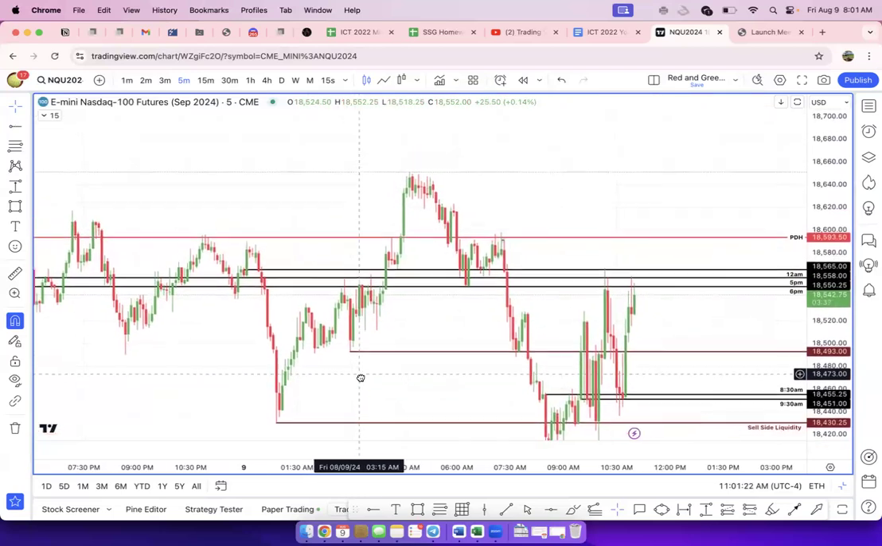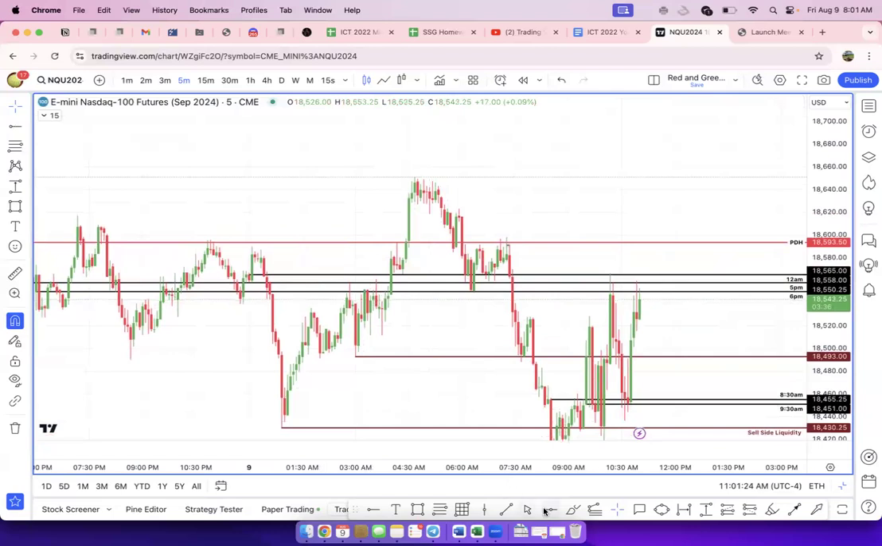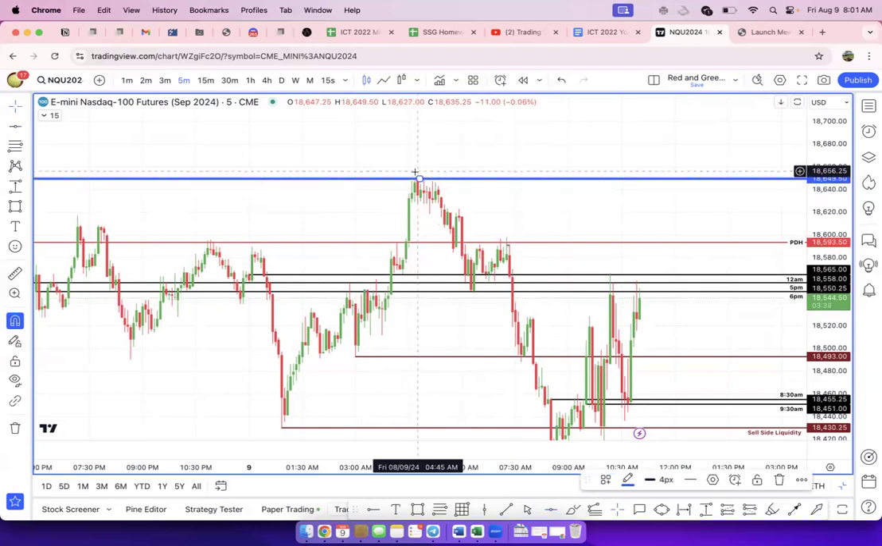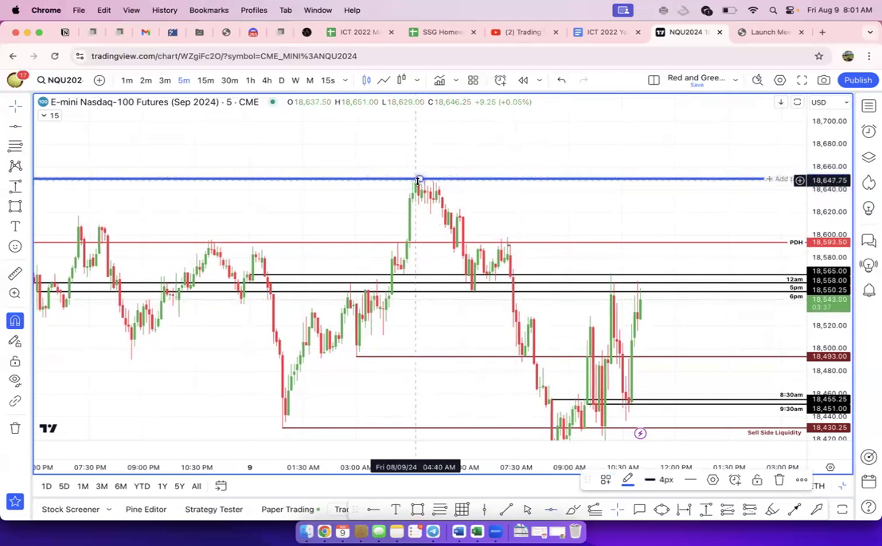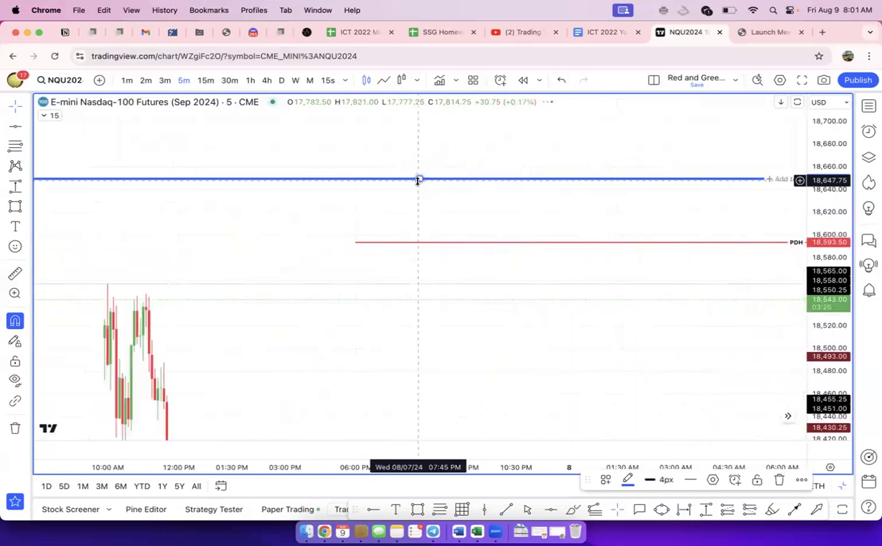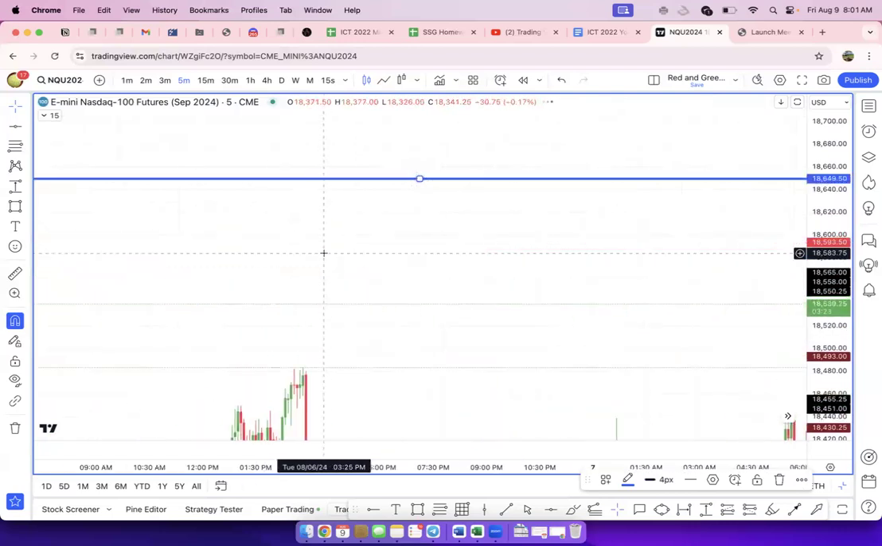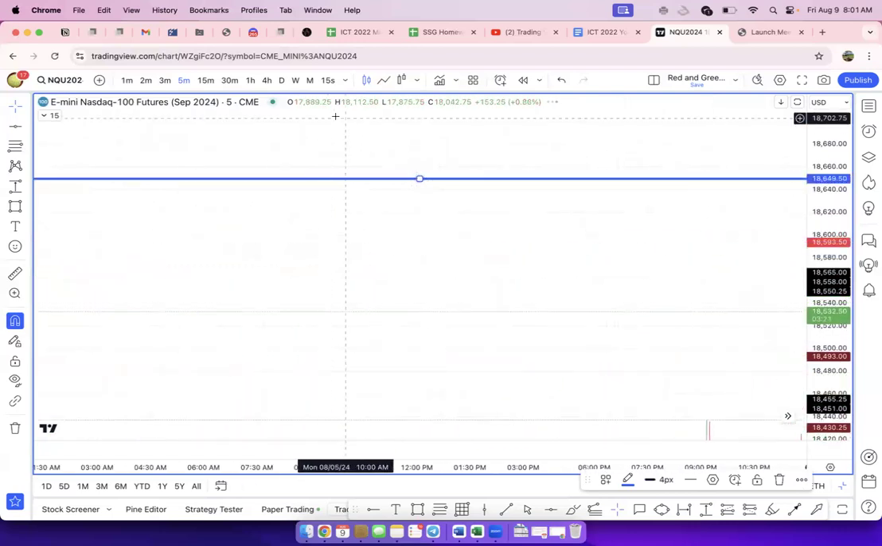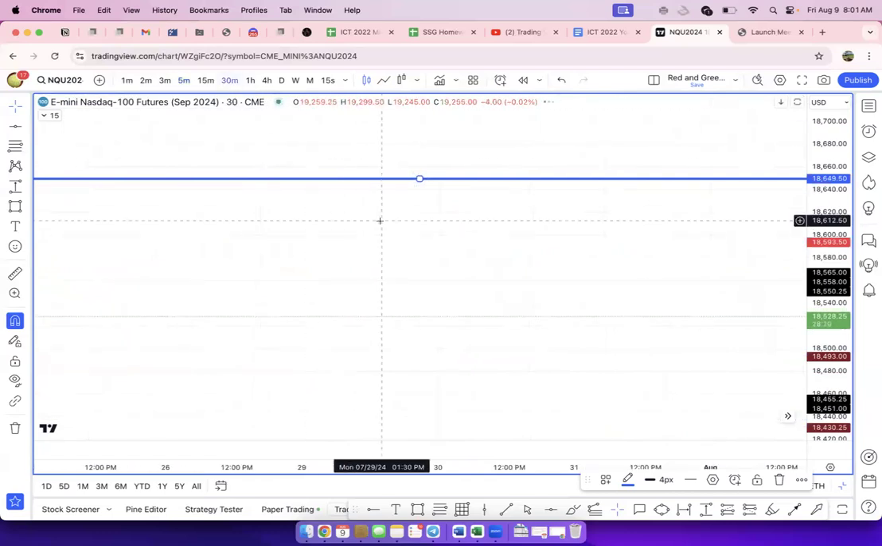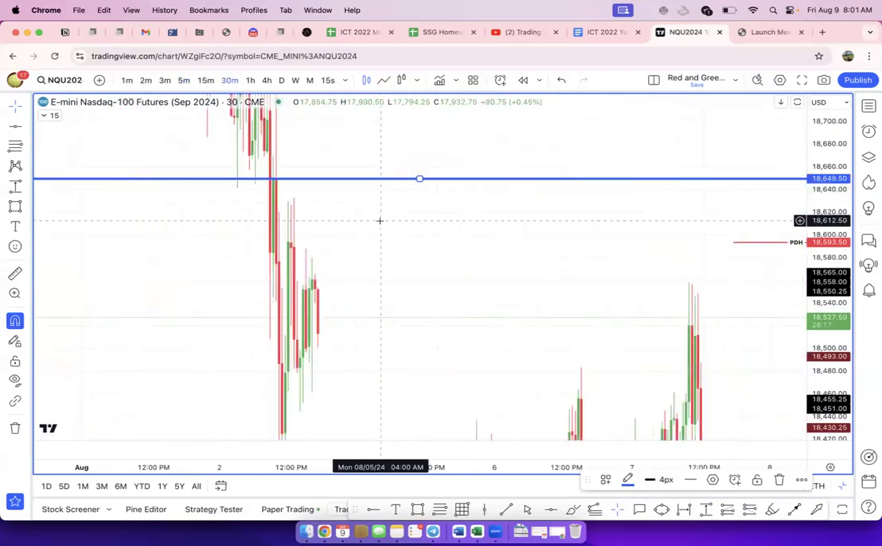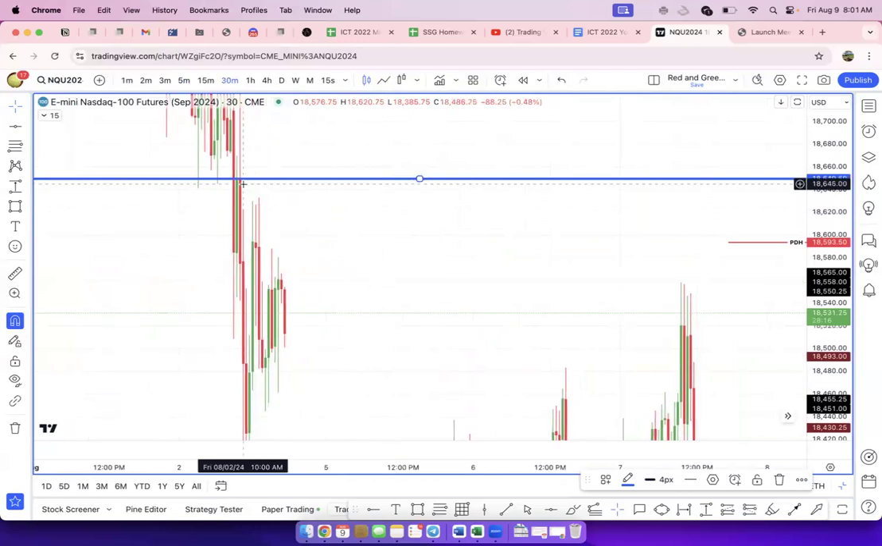If I was looking for something back in time, I would use the horizontal line to say, okay, let me put a horizontal line here and see what price reacted to over here. Obviously I wouldn't be able to do that with a horizontal ray. So I could either do that or I can switch to a different time frame and be like, okay, boom, it reacted here.